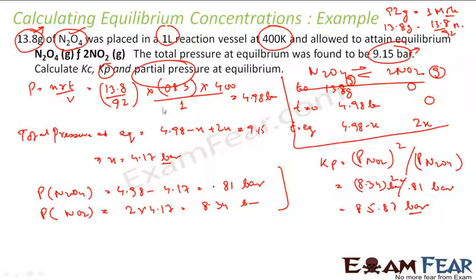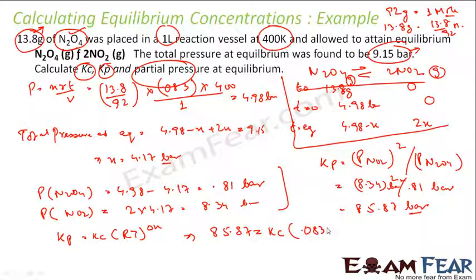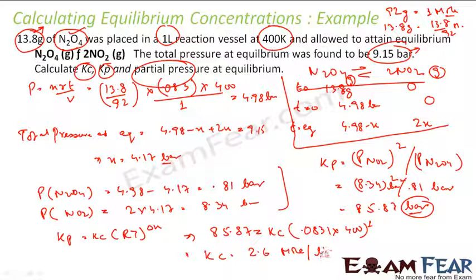I have the Kp, I can find Kc easily. Because in the formula, Kp is equal to Kc RT to the power delta n. So what is Kp? Kp is 85.87 is equal to Kc into RT, that is 0.0831 into T, that is 400. Delta n is what? This is 2 minus 1, 1. You solve this, Kc comes out to be 2.6. Since it was bar, this becomes moles per liter.